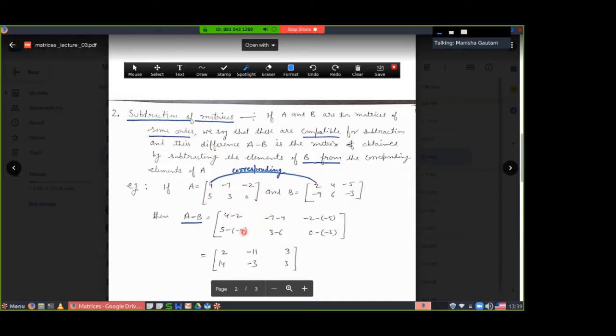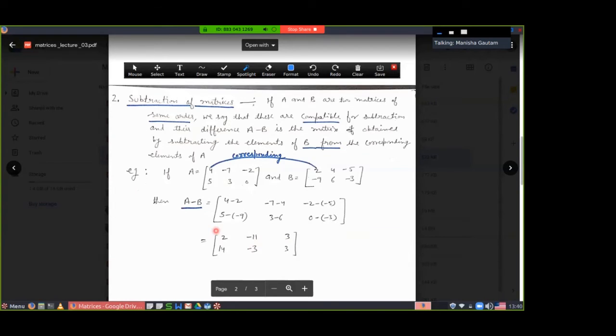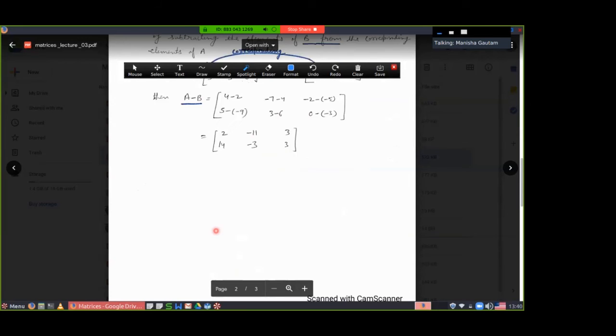4 minus 2, minus 7 minus 4, minus 2 minus minus 5, 5 minus minus 9, 3 minus 6, 0 minus minus 3. After simplification, you will get 2, minus 11, 3, 14, minus 3 and 3. This is the matrix you get after the subtraction of B from A. It means this is the A minus B operation.